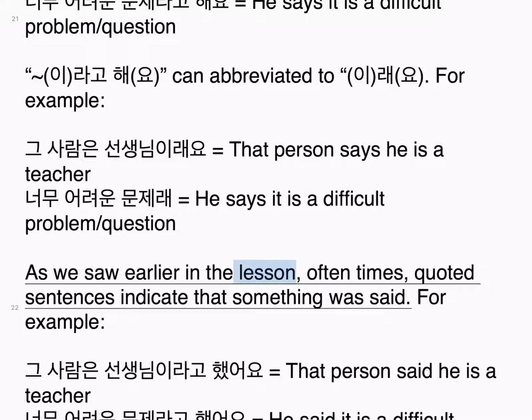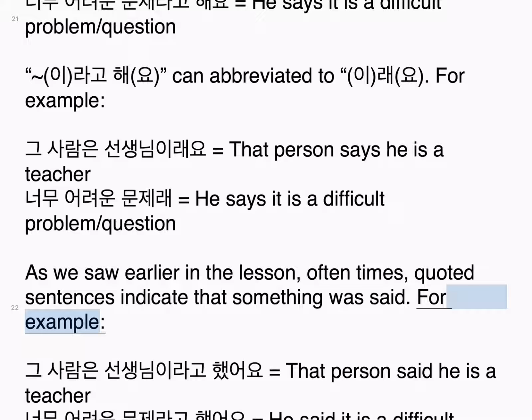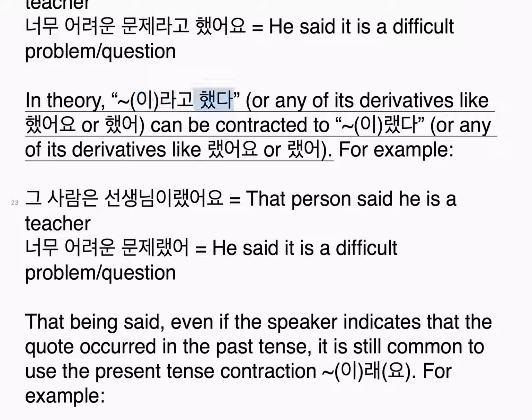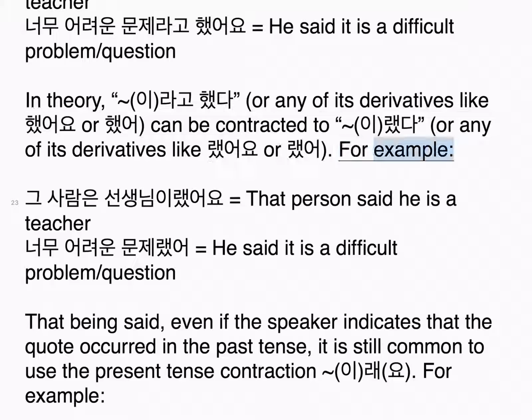As we saw earlier in the lesson, oftentimes, quoted sentences indicate that something was said. For example, 그 사람은 선생님이라고 했어요. That person said he is a teacher. 너무 어려운 문제라고 했어요. He said it is a difficult problem. In theory, 이라고 했다, or any of its derivatives like 했어요 or 했어, can be contracted to 이랬다, or any of its derivatives like 랬어요 or 랬어. For example, 그 사람은 선생님이랬어요. That person said he is a teacher. 너무 어려운 문제랬어. He said it is a difficult problem.